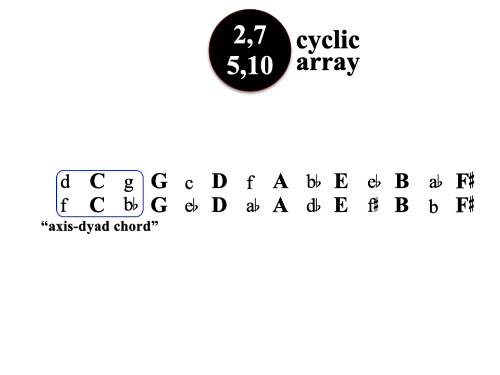The primary harmonic unit for Perle is what he calls an axis dyad chord, which is a 6-note collection formed by pairing trichordal segments from both cyclic sets. The pitch class in the middle is called the axis dyad, and the 4 pitch classes surrounding the axis dyad, shown here in blue, are neighbor notes.